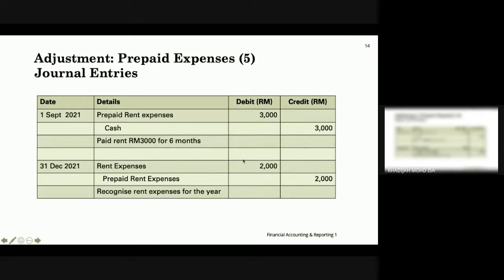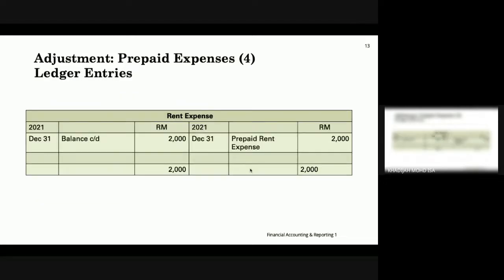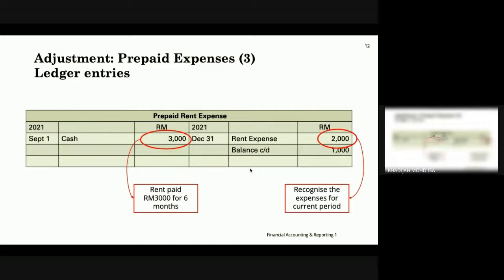So you debit your rental expense. Now you recognize your expense, but you reduce your asset. Previously it was 3,000, but now it's reduced to 2,000. So your prepaid rent expense is an asset. All right, so it means that you still have a balance of 1,000. 3,000 initially you open up the account, right? All right, 3,000 you open up the account for the rental, and then at the end 31st December you credit the account 2,000, so you have a balance of 1,000.